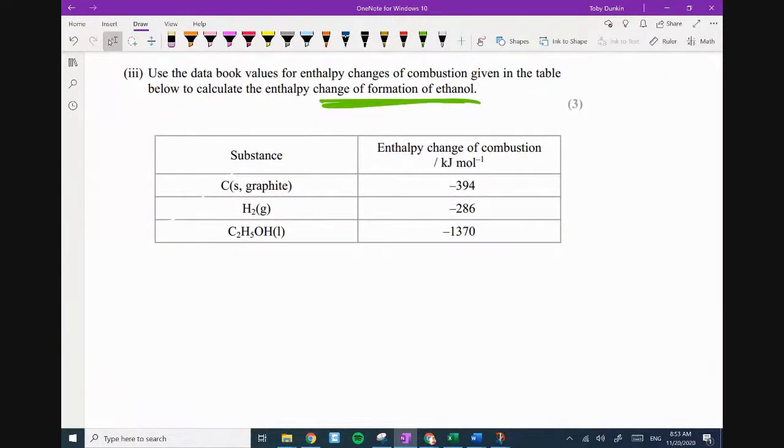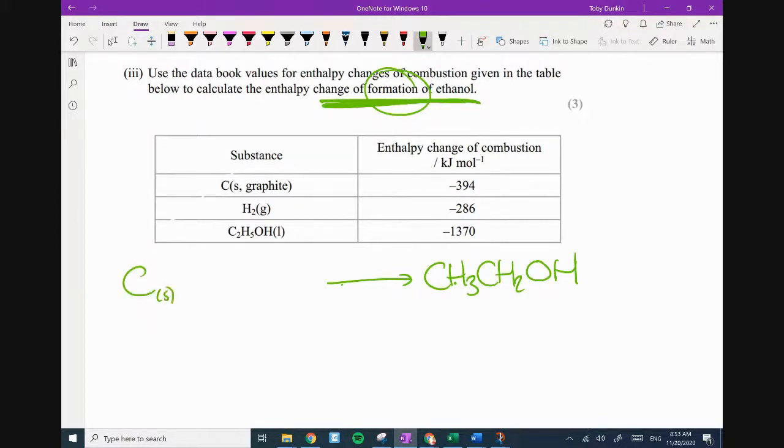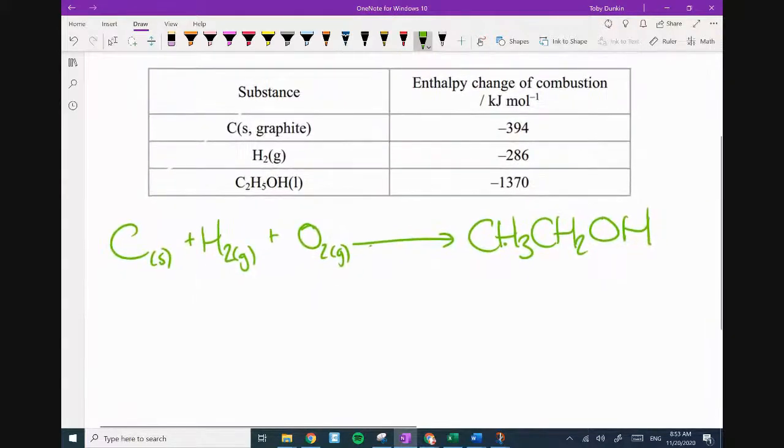Okay, so I've got to create the formation of ethanol. So I need to make ethanol, CH3CH2OH. It's really nice to pick this one, just because it's reinforcing the ethanol again. For enthalpy of formation, I need to make it from its elements. I need carbon as a solid, hydrogen as a gas, and oxygen as a gas. Now I need to balance the equation. I need 2 carbons, 3 hydrogens, and half an oxygen.